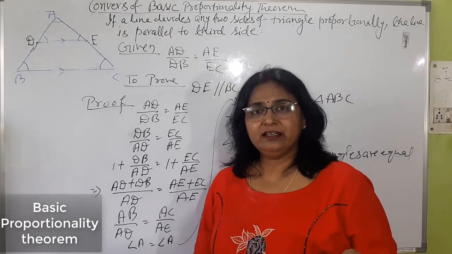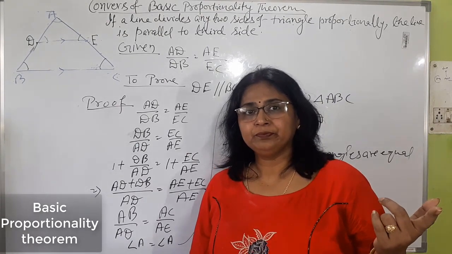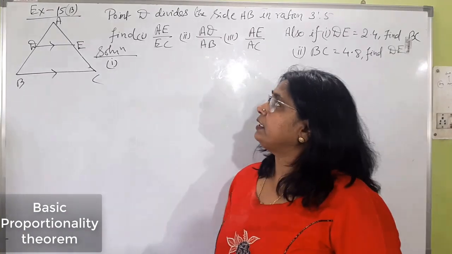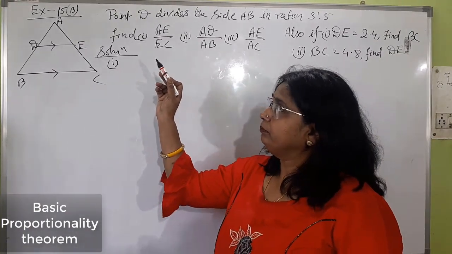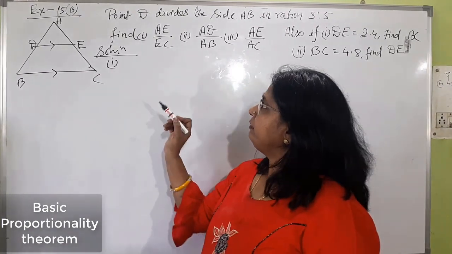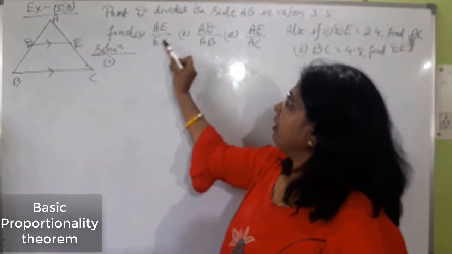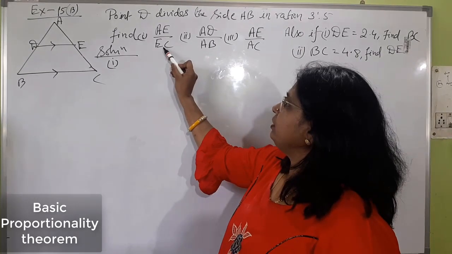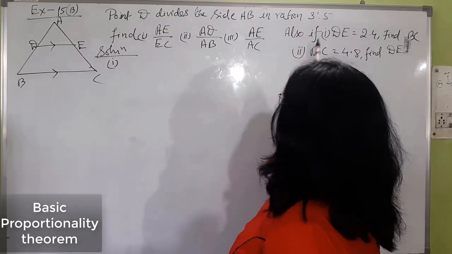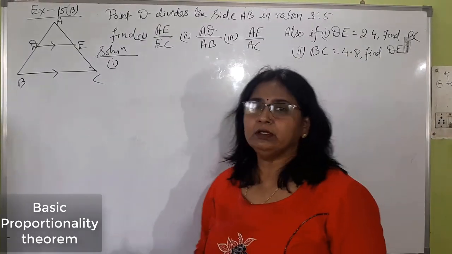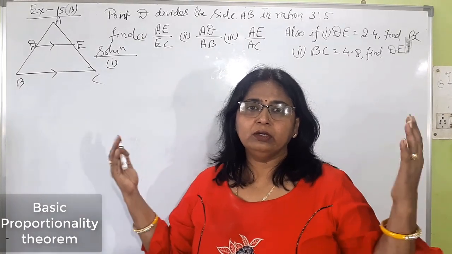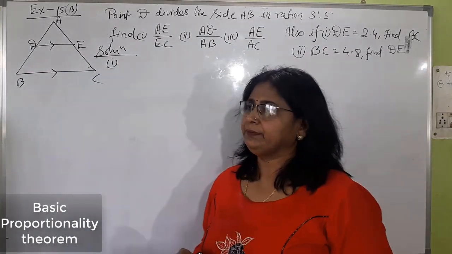Is it clear? Next my topic will be to explain a very easy question of exercise 15B, first number. I am explaining, and they have given some questions part-wise, to find out AE by EC, AD by AB, AE by AC, and there are two more questions given. I hope through this you can understand all the concepts of the question properly.